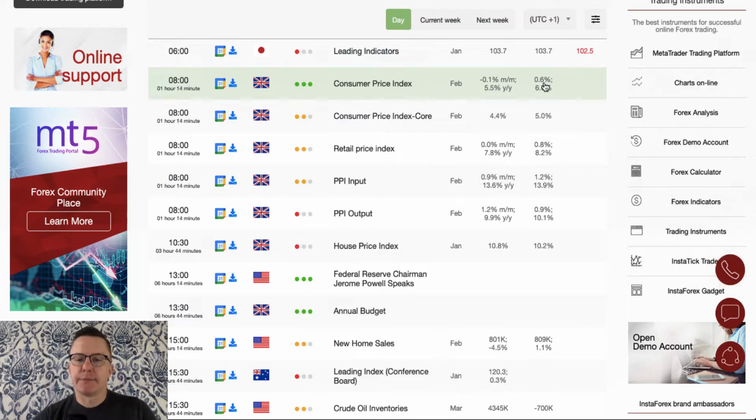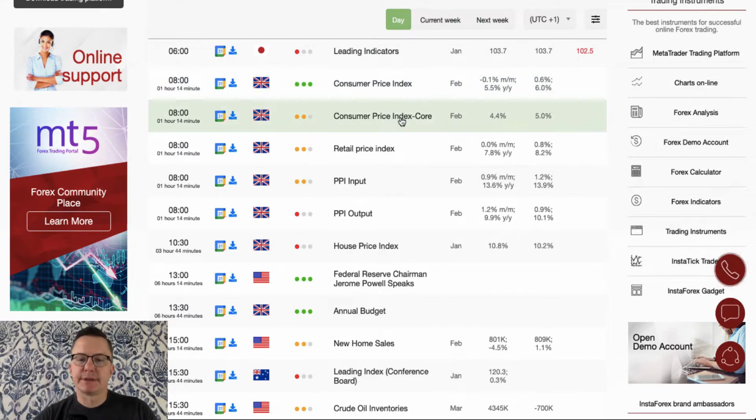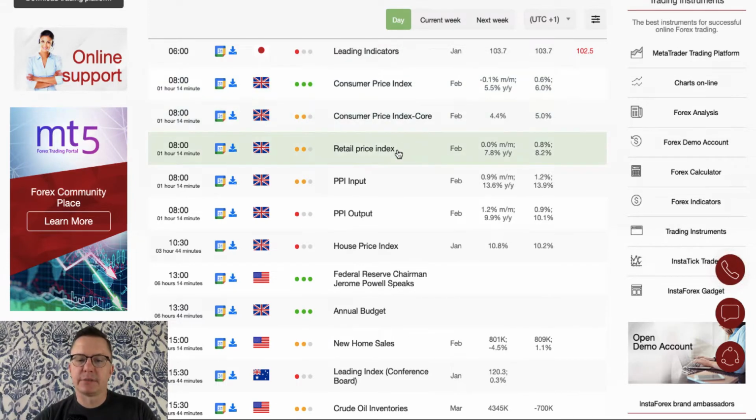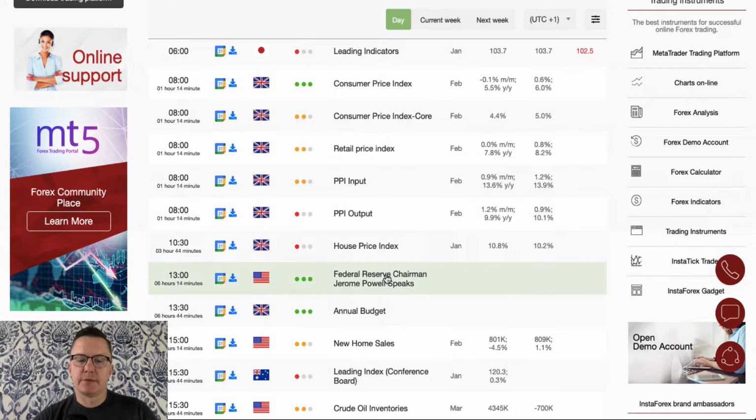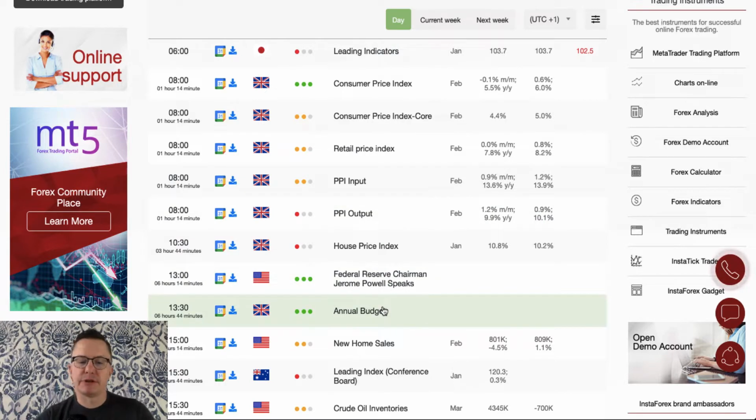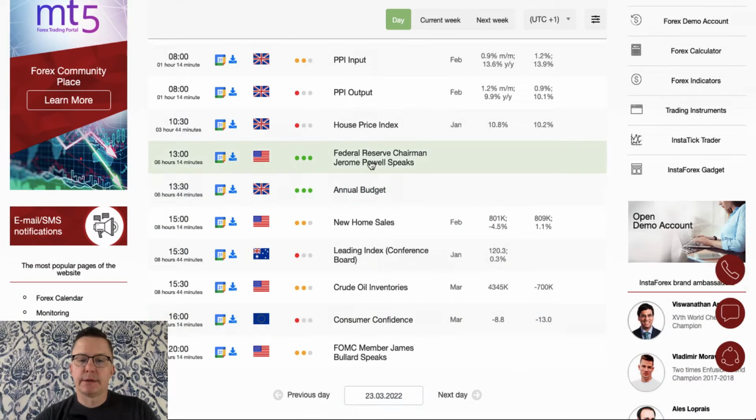Of course, we got all of the sub indices as well, like core index, retail price index, and PPI input and output. Together with this data, at 8 o'clock, there is something more scheduled for release, which is the annual budget. The annual budget from the UK is scheduled for release at 1:30. During the New York session, we have Federal Reserve Chairman Jerome Powell's speech scheduled for release at 1 p.m.